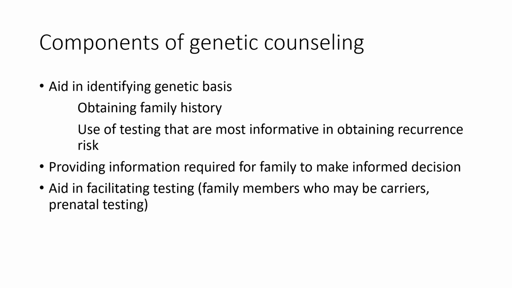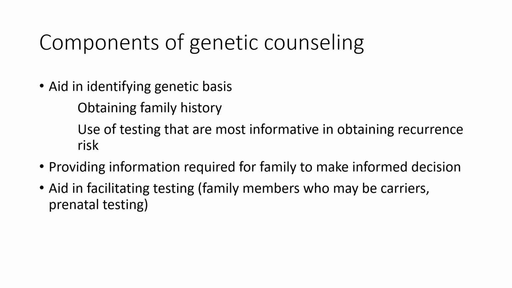Counseling will also include providing the information required for the family to make informed decisions. For example, in the case of trisomy 21, if it is a 21-21 Robertsonian translocation, and if one of the parents is a carrier, then the patient has to be counseled that there's a 100% chance that every offspring will be affected with trisomy 21, with Down syndrome.